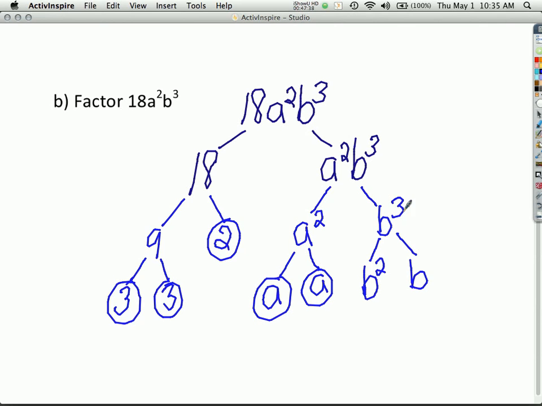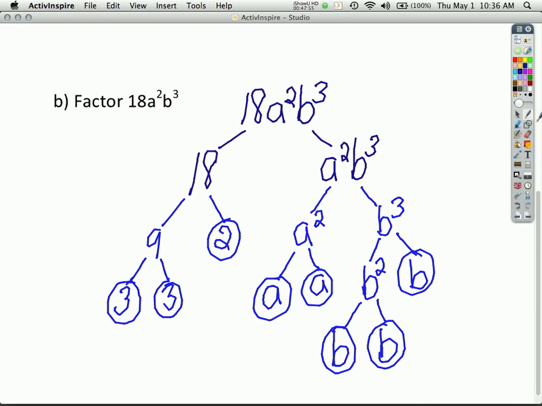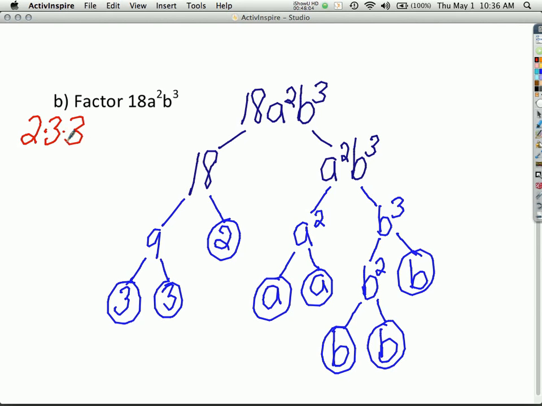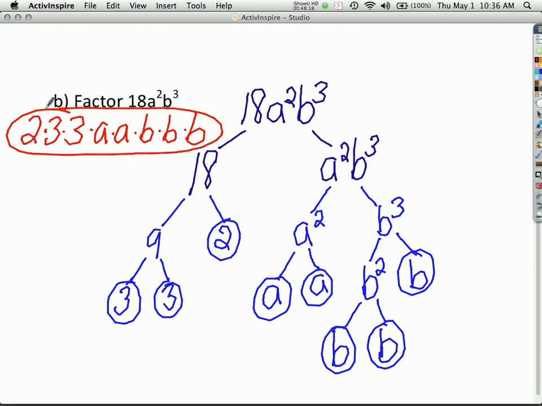Because basically this represents 3 b's. So does this. 1, 2, 3. That's one of them. We close that branch, and now we're back to having something squared. So, write it out, no exponents. 2 is the smallest number, times 3, times 3, times a, times a, times b, times b, times b. And that is factored. That is the prime factorization.